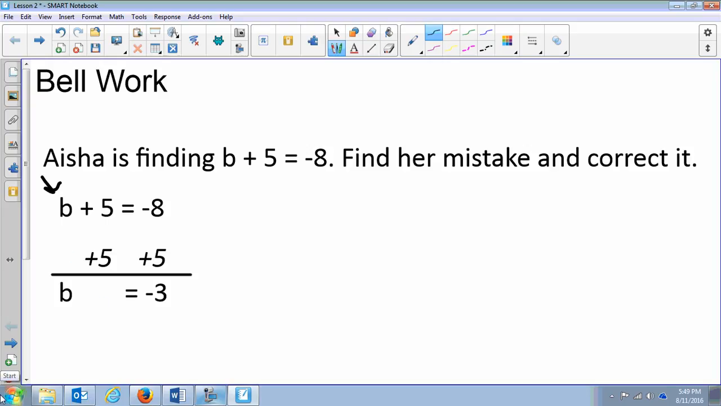We want you to pause the video at this time and see if you can figure out what her mistake was and write it next to it and solve it the correct way. Pause the video and solve now.